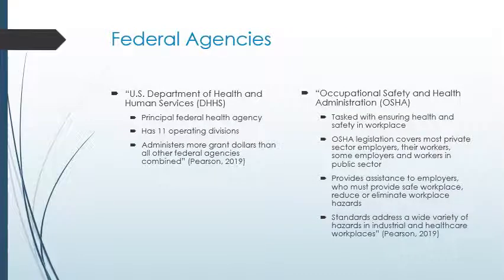So what are some of the federal agencies? Some of our federal agencies are the U.S. Department of Health and Human Services. They are the principal federal health agency. That's who they are, the principal federal health agency. They have 11 operating divisions, and the administrators administer more grant dollars than any other of the federal agencies combined.